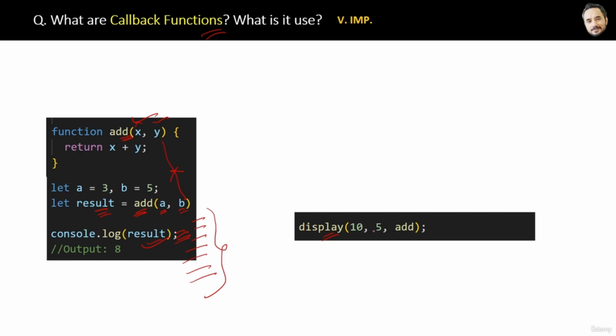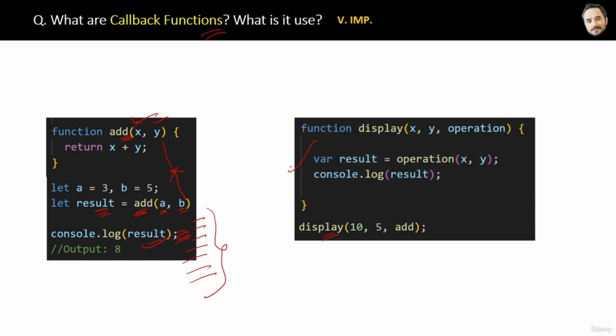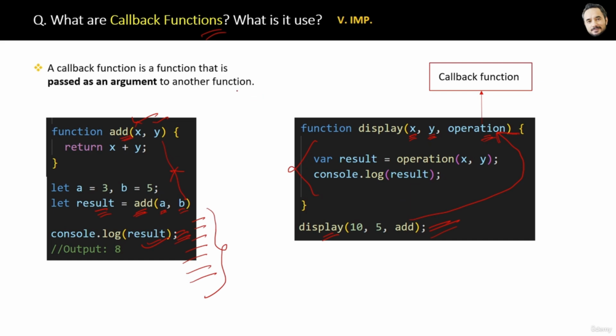And here we will put the complete code of the display method. Here you already know x and y, they are the parameters. But what is the operation here? Yes, the operation is the callback method only. When we were calling the display method, we were passing this add function as the parameter here, which we are receiving in the operation here. So finally, the definition of the callback function is: a callback function is a function that is passed as an argument to another function. I hope you got it right.